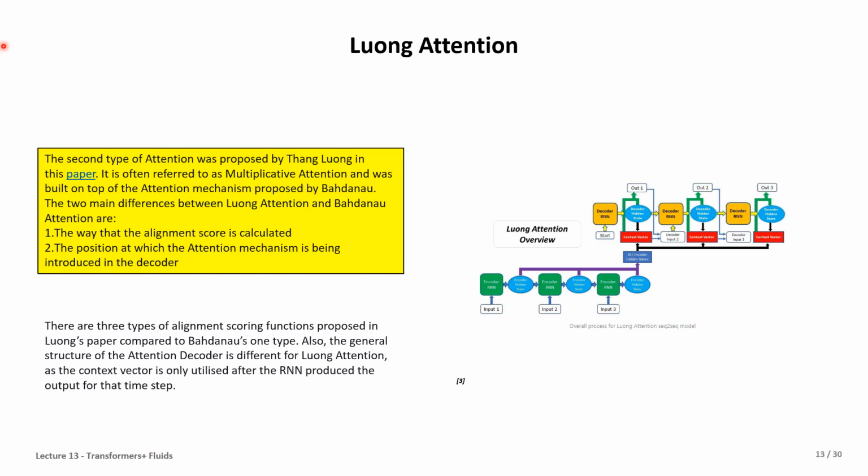If we look at the architecture of the Luong attention here with the previous one, there is a difference for the position of the attention in the decoder. There are three types of alignment scoring function proposed in the Luong model compared to Bahdanau. Also, the general structure of the attention decoder is different for Luong attention, as the context vector is only utilized after the RNN produces the output for that time step.